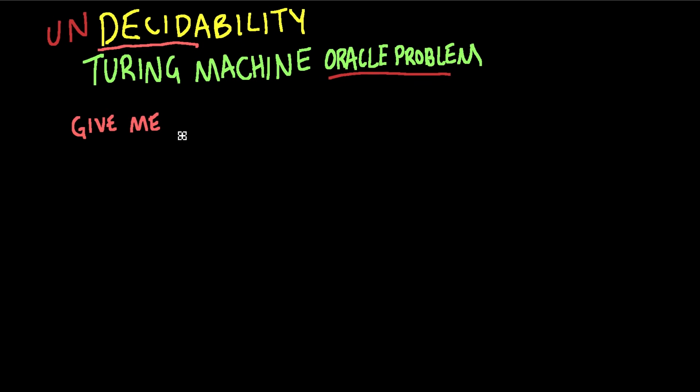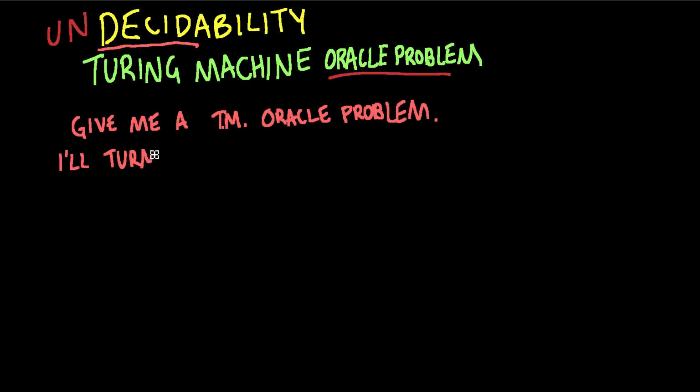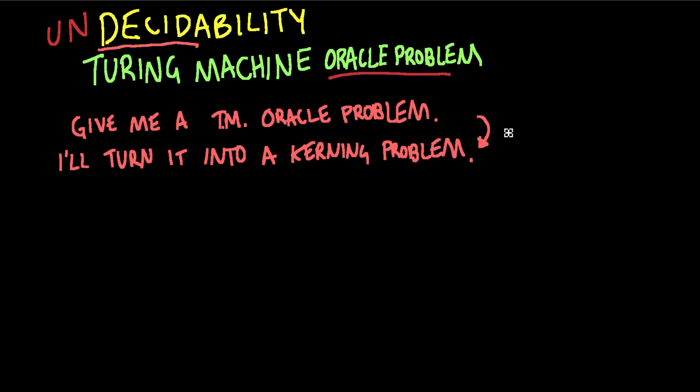The argument's going to look like this. First, you give me a Turing machine oracle problem. That means you give me the rules and those two tapes. I'll turn it into an equivalent Kerning problem. This step here we're actually going to do. This is the reduction part of the reduction argument.